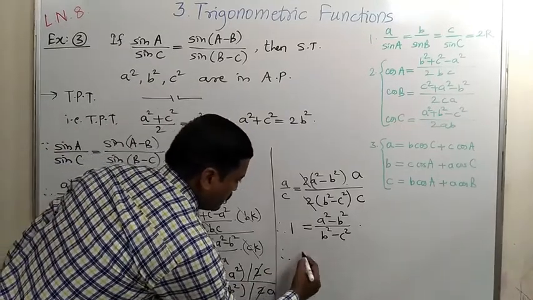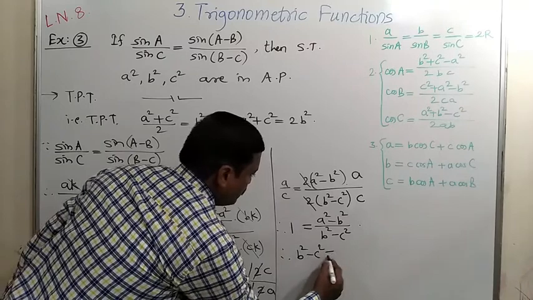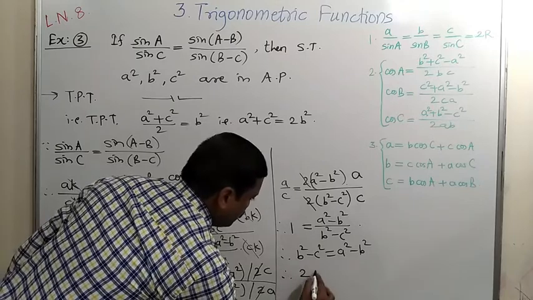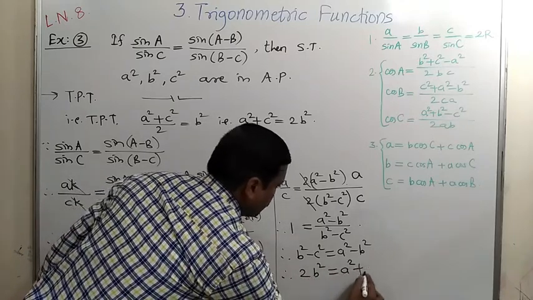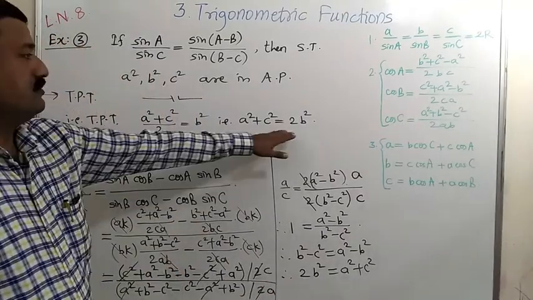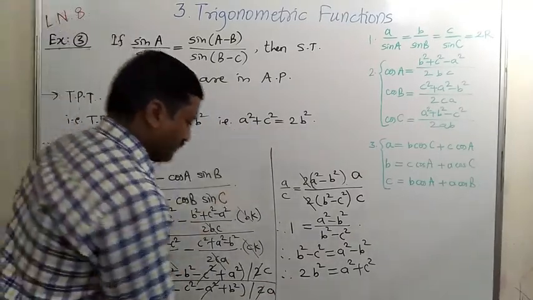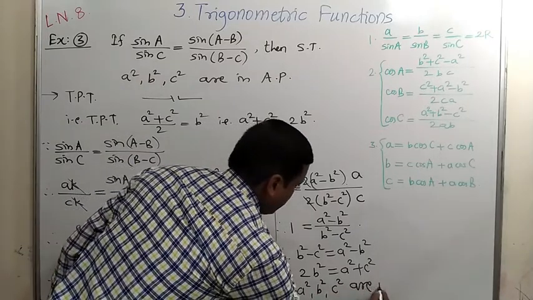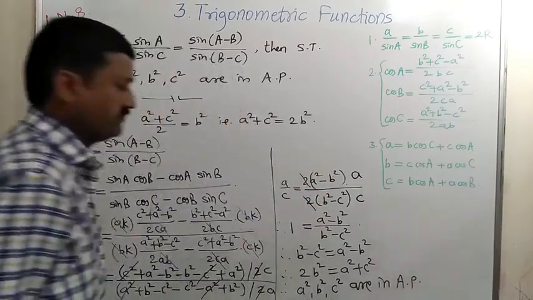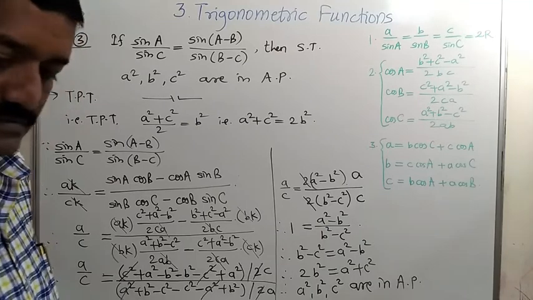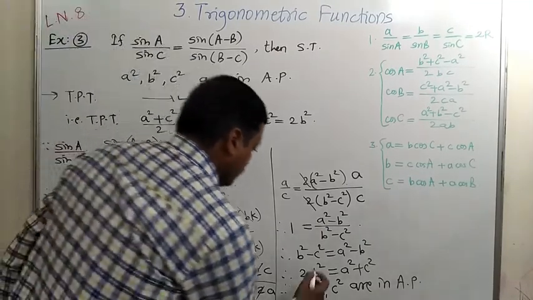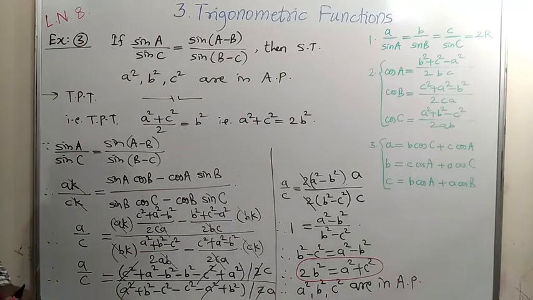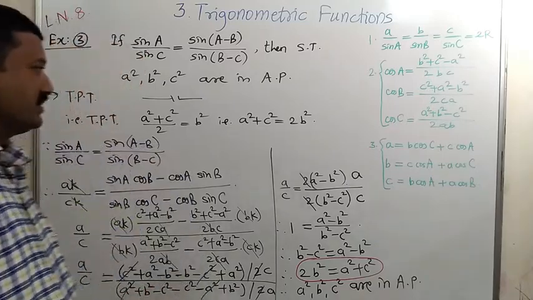Therefore, simplifying, we get B square minus C square is equal to A square minus B square. That is, taking this B square to the left, we get 2B square is equal to A square plus C square. Therefore, A square, B square and C square are in AP. So here we get the result, that is 2B square is equal to A square plus C square. Therefore, A square, B square, C square are in arithmetic progression. Okay.